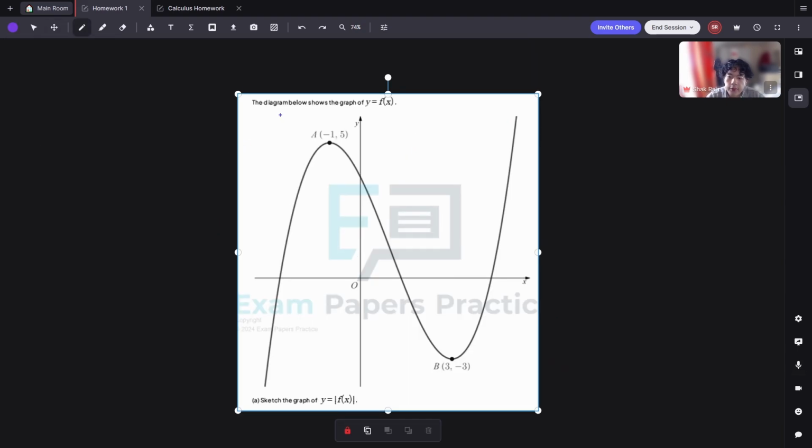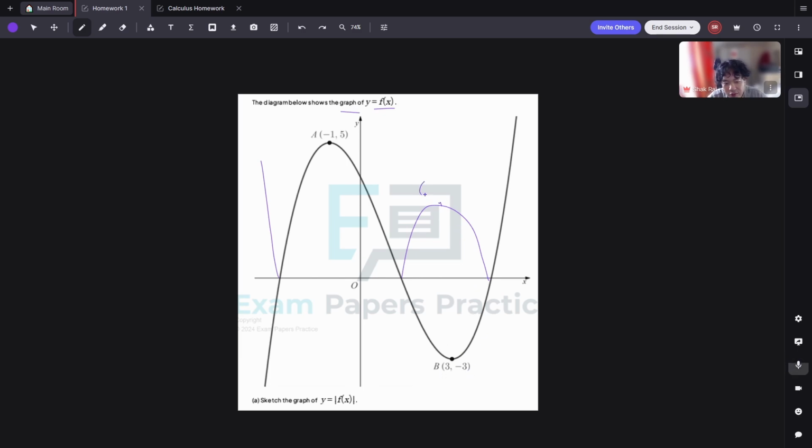The diagram below shows the graph of y equals f of x. We need to sketch the graph y equals the modulus of f of x. The modulus just means it's positive, so it's pretty straightforward. It's just going to go upwards like this, and this is also going to go upwards like this. Not like that, but like this. The magnitude needs to stay the same.